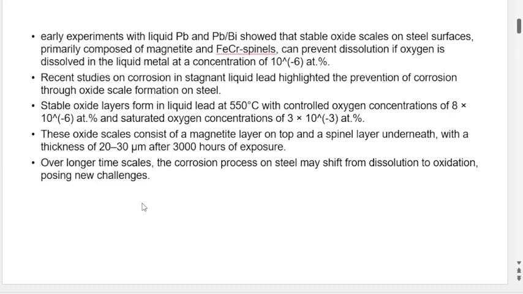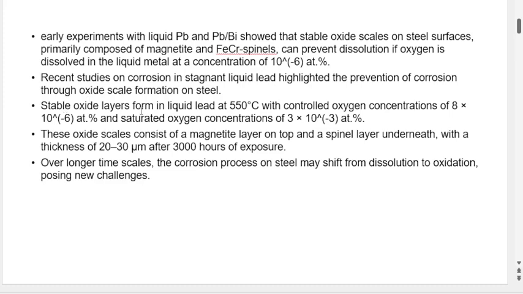Okay, as a continuation of the introduction, early experiments with liquid Pb and PbBi show that stable oxide scales on the steel surface exist, which are magnetite and iron chromium spinels. These can prevent dissolution if oxygen is dissolved in the liquid metal at a concentration around 10 to the minus 6 atomic percent. Recent studies on corrosion in stagnant liquid lead highlighted the prevention of corrosion through oxide scale formation. So this scale can prevent further dissolution.